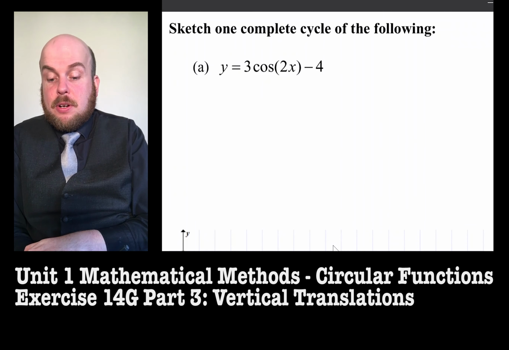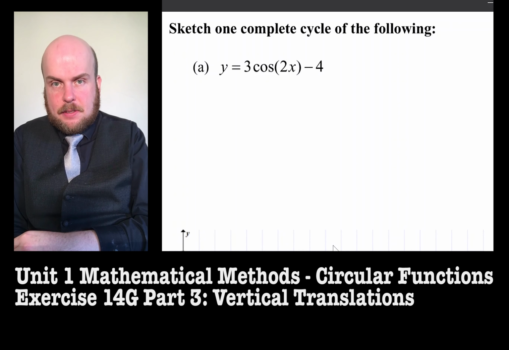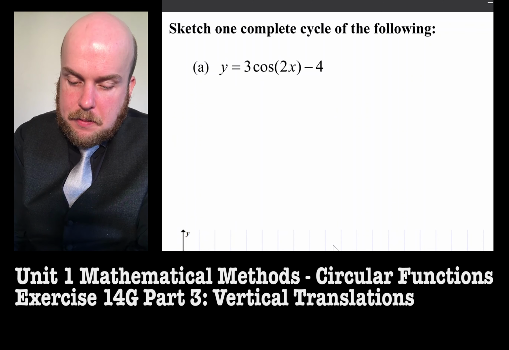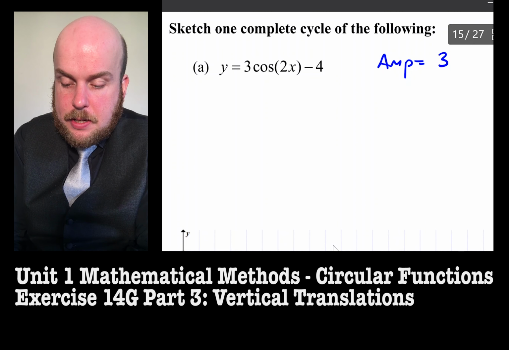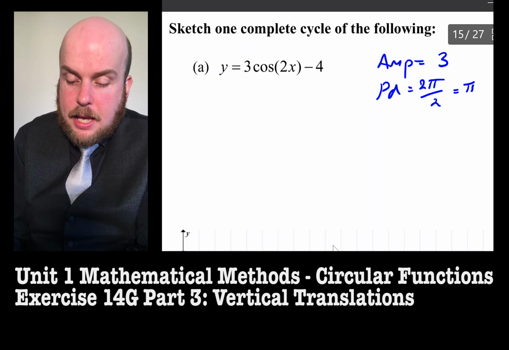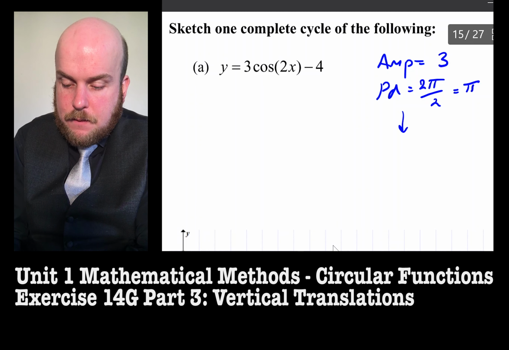Y equals 3 cos 2x minus 4. We've been asked to sketch one complete cycle. So we've got an amplitude of 3. We have got a period of 2 pi over 2, which is equal to pi, and it's been moved down by 4.